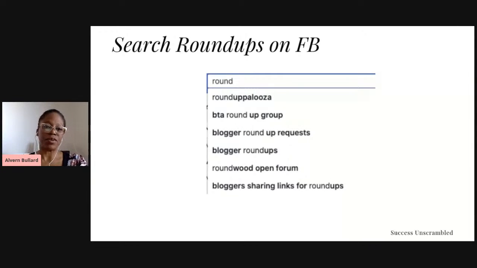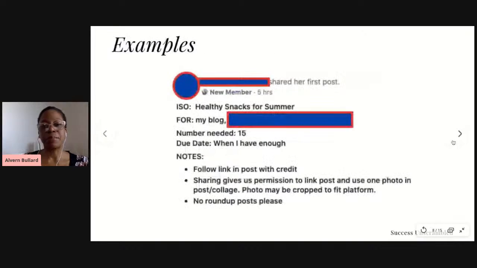You can see here I typed in "round," and I immediately have a list of roundup groups available. Not every niche is represented. Sometimes you'd find ones like for me, marketing, but it's not very popular. When you find them, all you need to do is look and you will see something like this: "ISO healthy snacks for summer." ISO means in search of healthy snacks for summer. And for my blog, number needed 15, notes, etc. "No roundup post, please." So obviously, you don't want to contribute a roundup post to them.